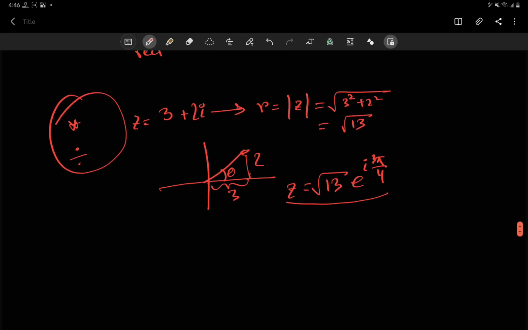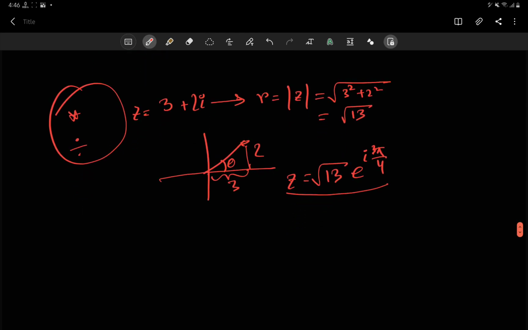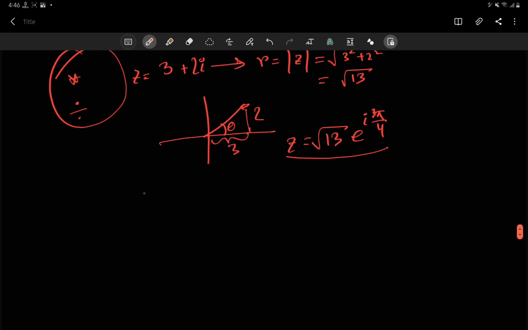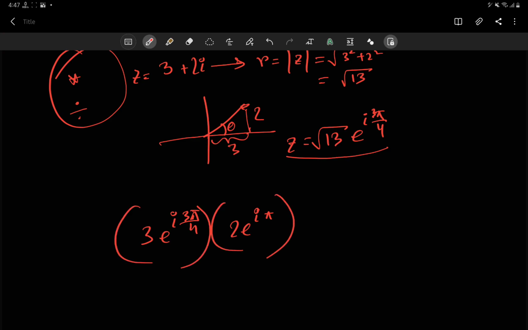Okay, now what's so special about that? So for example, let's take two complex numbers, 3 e to the power i 3 pi by 4, and multiply that with 2 e to the power i, I don't know, some other angle, like maybe just pi, it may be anything. Okay, and how can we multiply these two complex numbers?